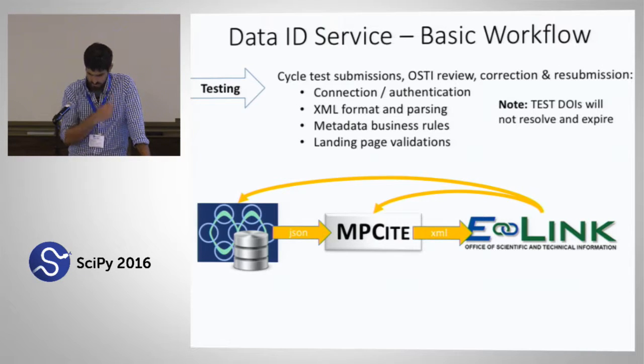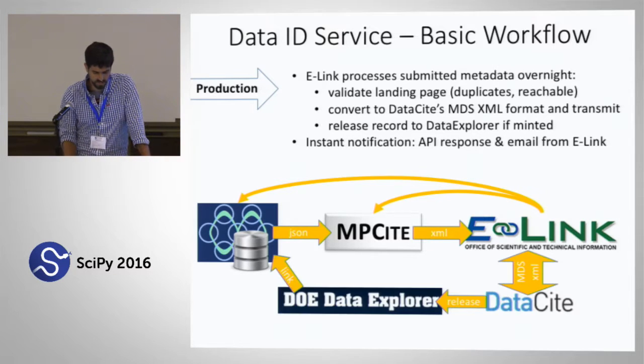In the testing phase, that's before we go into production, OSTI needs to check that we don't have connection problems, XML format issues, or landing page validation problems. So all that stuff happens in the testing phase. Also, the DOIs that are in the testing phase and in their test environment, they don't resolve. So if you click on them, they won't lead anywhere, and they'll expire at some point. But that's during the testing and developing phase.